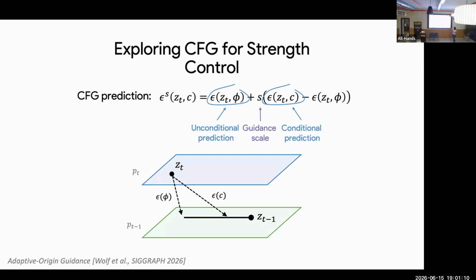And since CFG was introduced to improve the prompt adherence, it is very natural to ask whether in editing models it can be used to control the edit strength, right? Just a terminology, we call the point that we start from in the CFG prediction the origin.